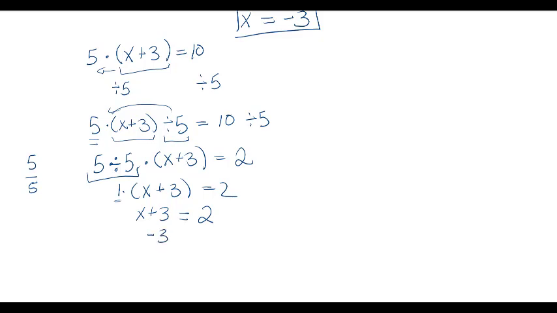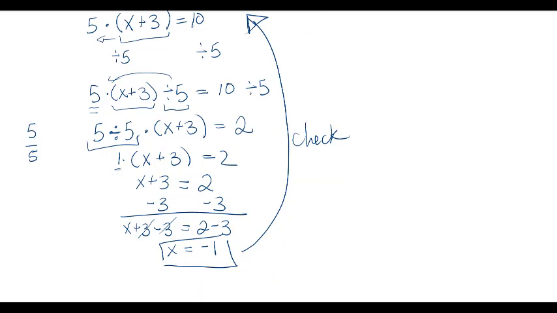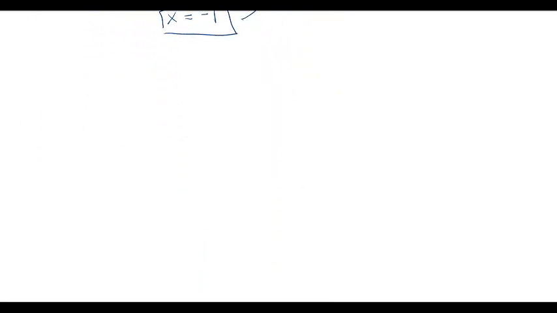Now, let's subtract the 3 from both sides, and we get x plus 3 minus 3 equals 2 minus 3. The 3 and the minus 3 cancel, and we'll remain with x equals 2 minus 3, which is negative 1. And again, we can substitute our result in the original equation in order to check and make sure that what we did was correct. Okay, so I think we are ready now for a word problem.